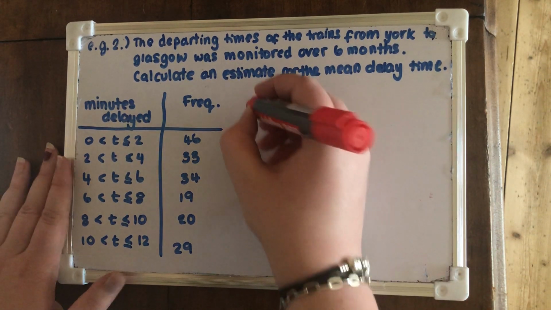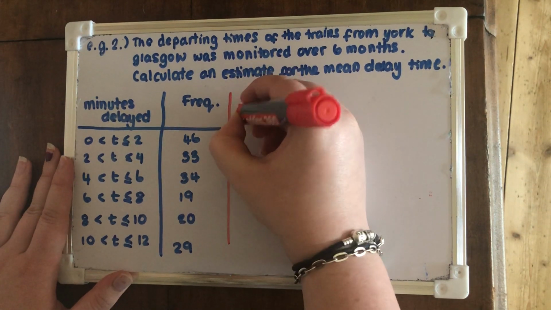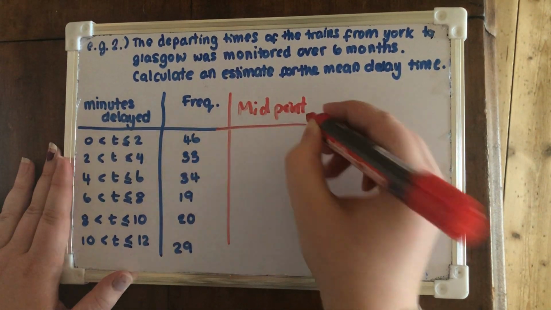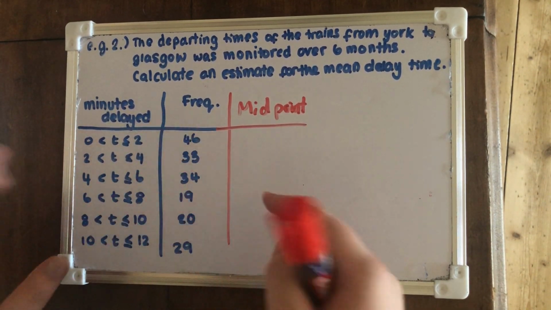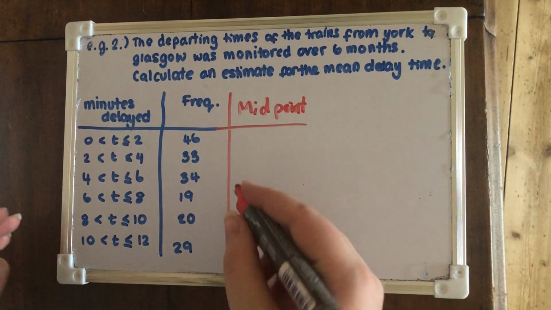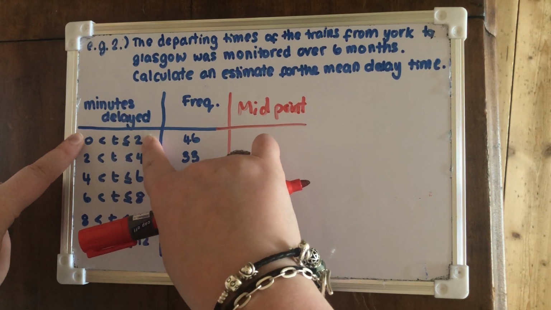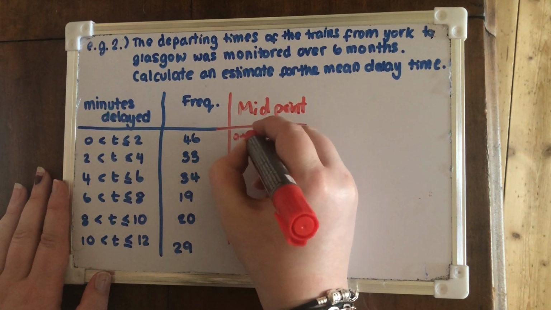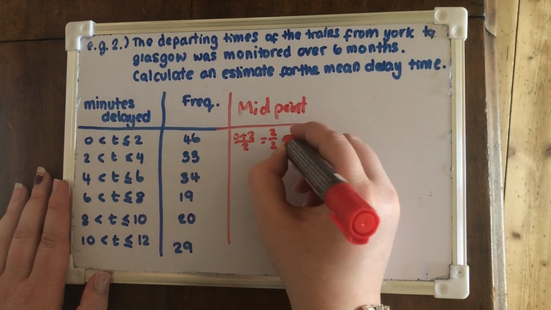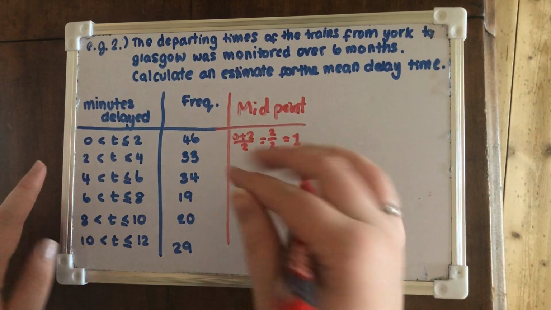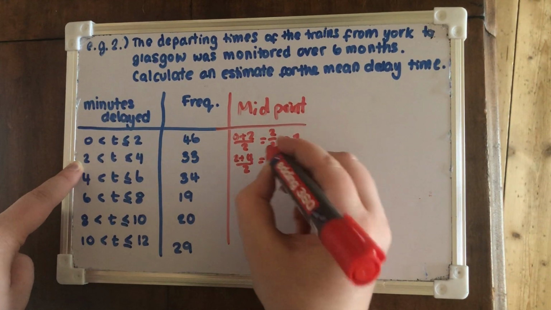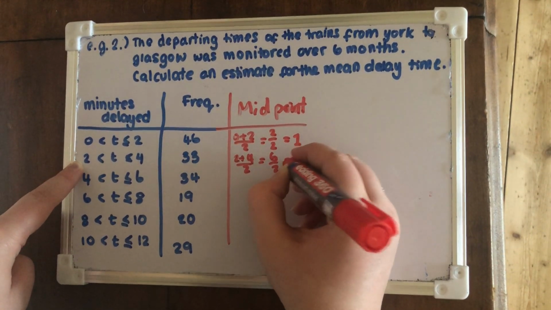Okay, so first thing I'm going to do, I'm just going to add another column in, and I'm going to call it the midpoint. Okay, so we're going to find the midpoint of here. Now that one's fairly simple. Halfway between 0 and 2 would just be 1. If you're not sure, if you just add those together and half it, that would give you the midpoint. So 0 add 2 divided by 2. 0 add 2 is just 2, so 2 divided by 2 is 1. Okay, so next one, 2 add 4 divided by 2. 2 add 4 is 6. 6 divided by 2 is 3.